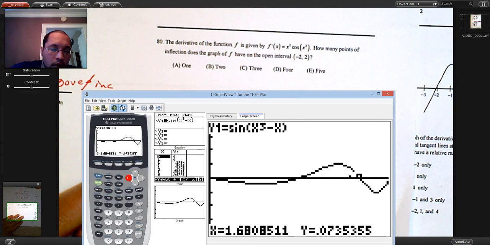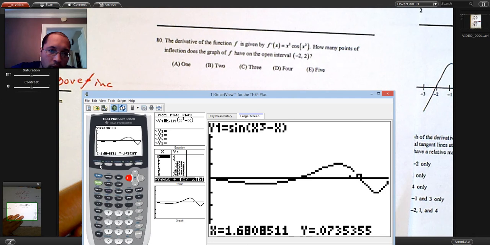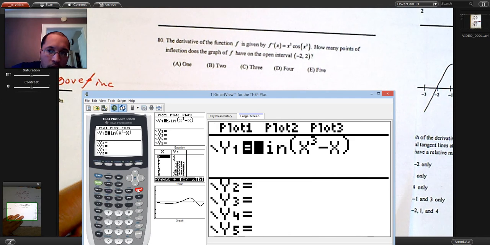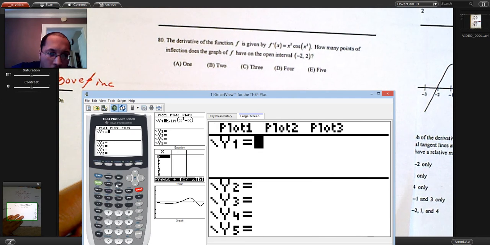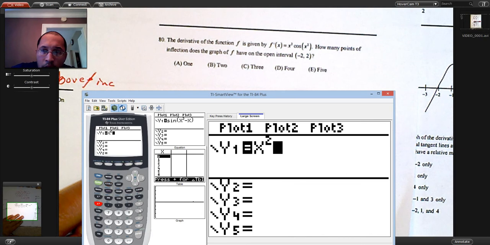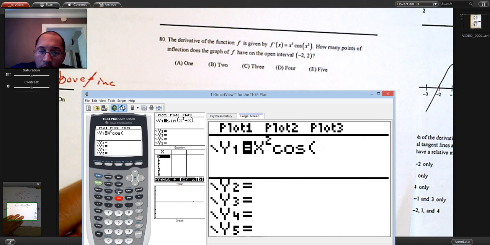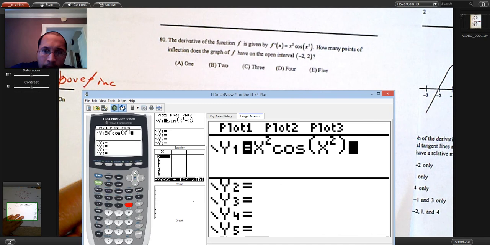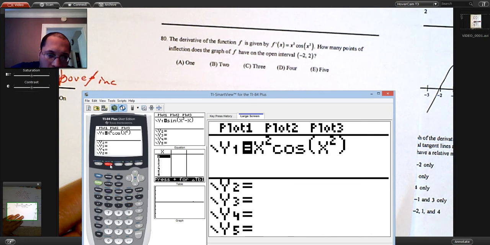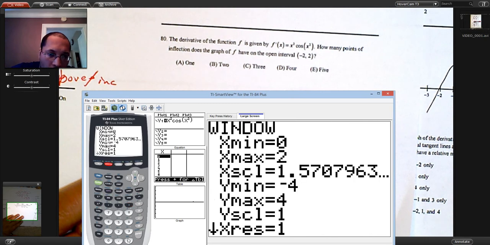My touch screen's not working. x squared cosine x squared. Alright, so negative 2 to 2, let's go ahead and set our window before we graph, because it's aggravating to watch it graph, and no, you can't do anything about it. Oh my gosh.